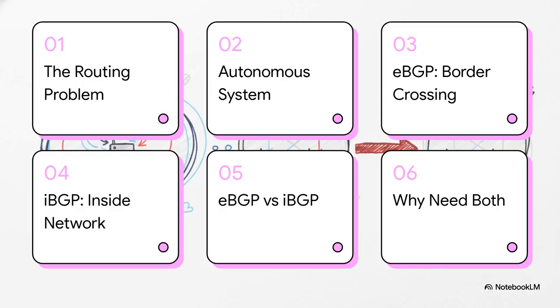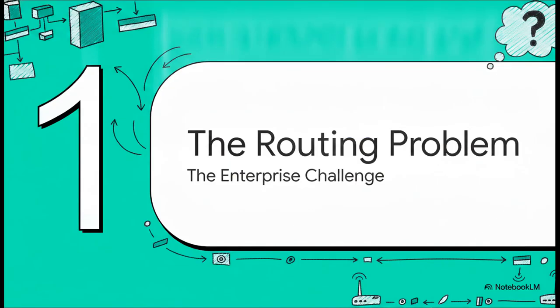So here's our roadmap to network mastery today. We'll quickly cover: 1. The big routing problem, 2. The autonomous system, 3. eBGP, crossing the borders, 4. iBGP, inside the network, 5. The eBGP versus iBGP showdown, and finally, 6. Why organizations need both. All right, let's kick things off with Section 1, the big routing problem.